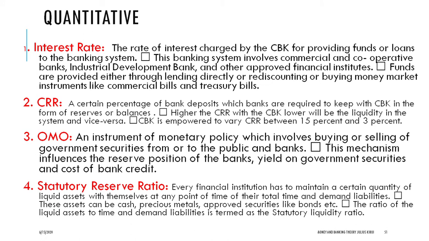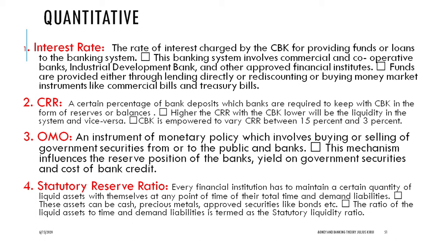Number 4, statutory reserve ratio. Every financial institution has to maintain a certain quantity of liquid assets with themselves at any point of time of their total time and demand liabilities. These assets can be cash, precious metals, approved securities like bonds, etc. The ratio of the liquid asset to time and demand liability is termed as statutory liquidity ratio.